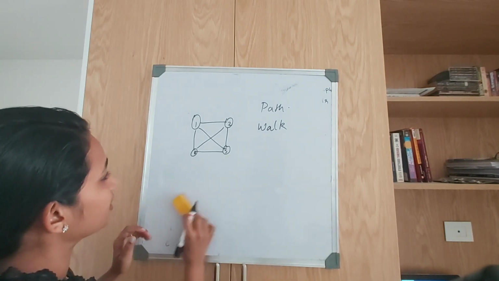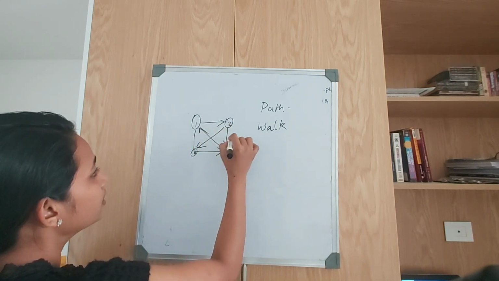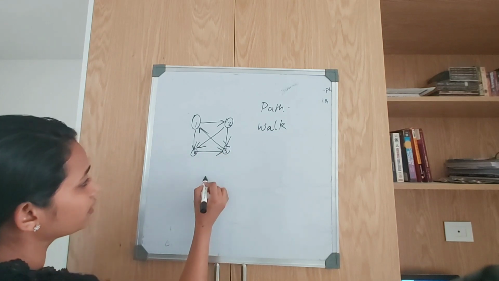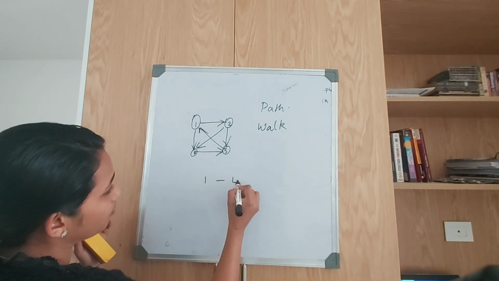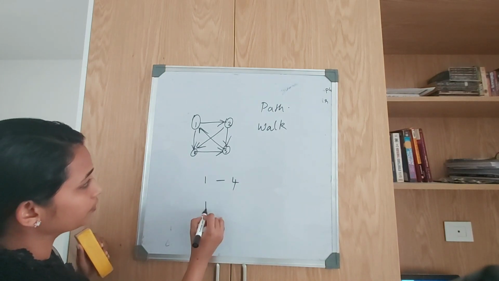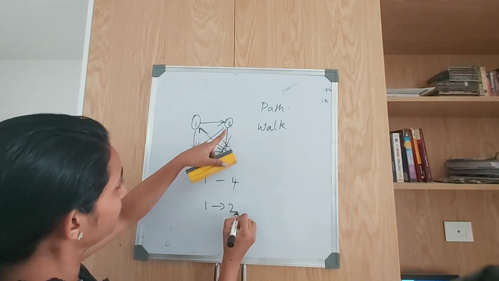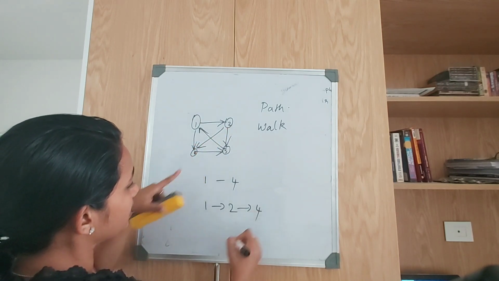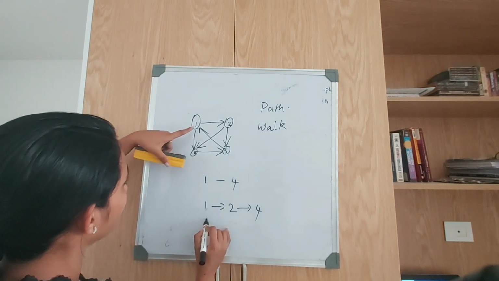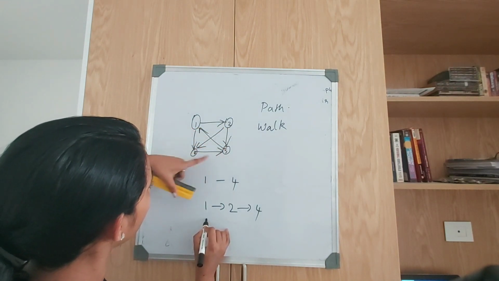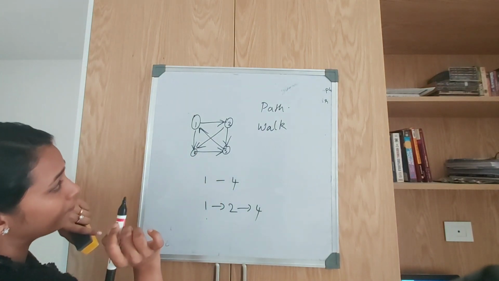Now if this is a directed graph, and suppose I ask you to give me a path from 1 to 4, what are you going to do? You can see from 1 to 2 there is a connection. Yes, I can go from 1 to 2. Then 2 to 4 there is another connection. So this is one path. Another path: can I try 1 to 2, 2 to 3, 3 to 4? No, it is not possible. Why? Because there is no direction from 3 to 4.